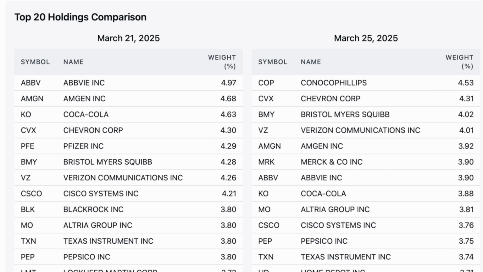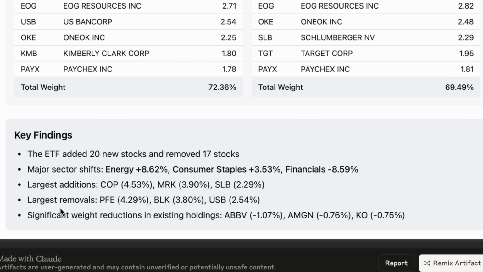And then if we just take a look at the key findings, just some basic stats. The ETF added 20 new stocks with this reconstitution and removed 17. The major sector shifts, which is what we talked about: energy up 8% is pretty crazy, consumer staples up 3.5%, and financials down around 8.5%. And then the largest additions, removals, and weight reductions are things we've talked about already. So pretty cool stuff, right?